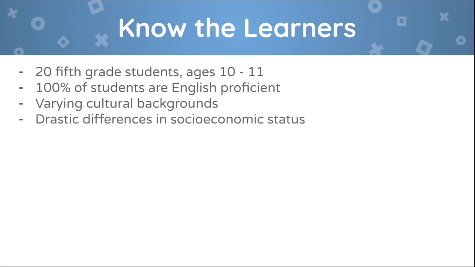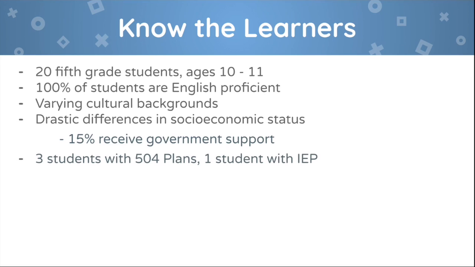In this classroom and in this school, there are drastic differences in the socioeconomic status of the students. About 15% of the students receive government support. 3 students have 504 plans and 1 student has an IEP.